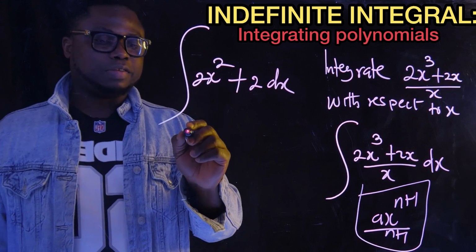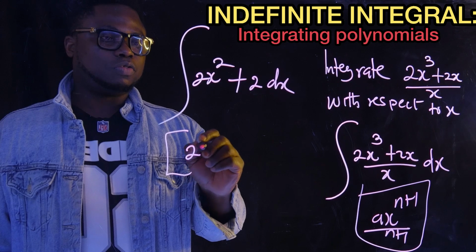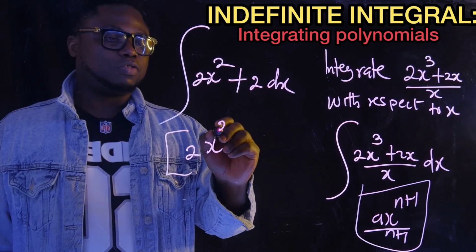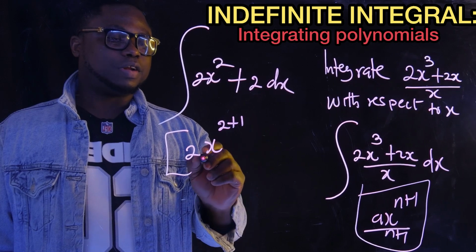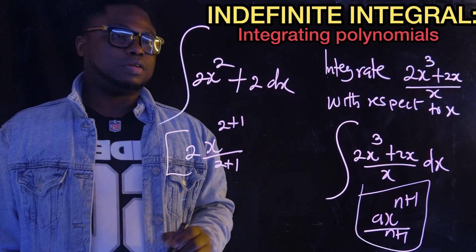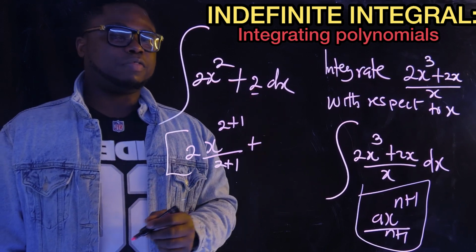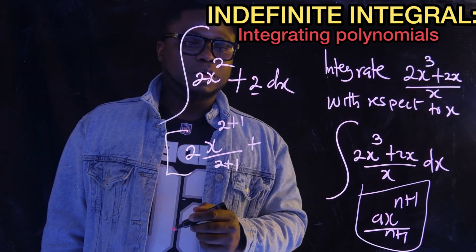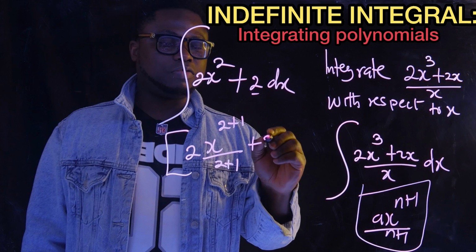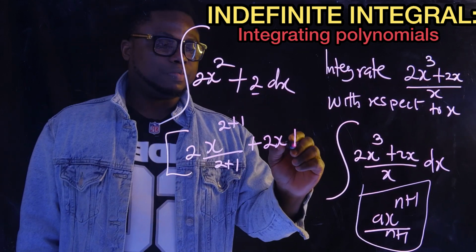So I'm going to write, integrating this expression, I'm going to have 2x raised to the power of 2 plus 1 divided by 2 plus 1. Then plus, this is a constant 2. It doesn't have a variable attached to it. So integrating it, I'm going to get 2x. And remember that plus constant.